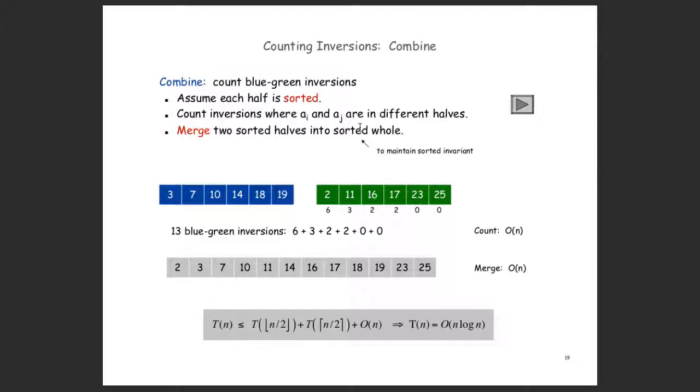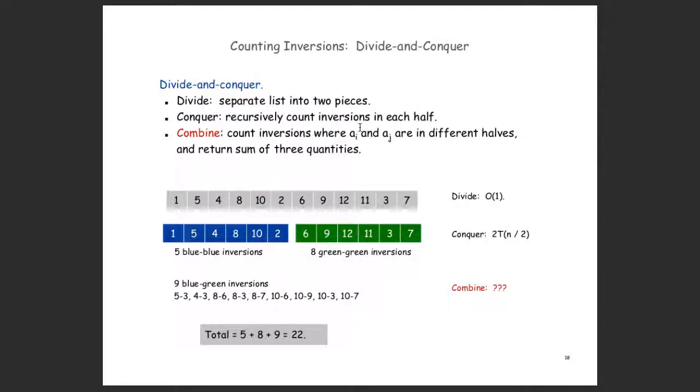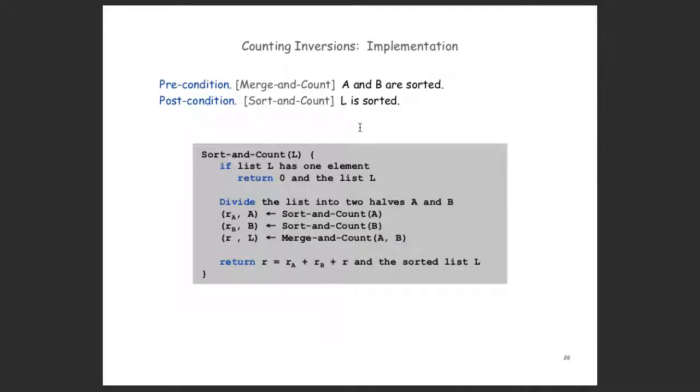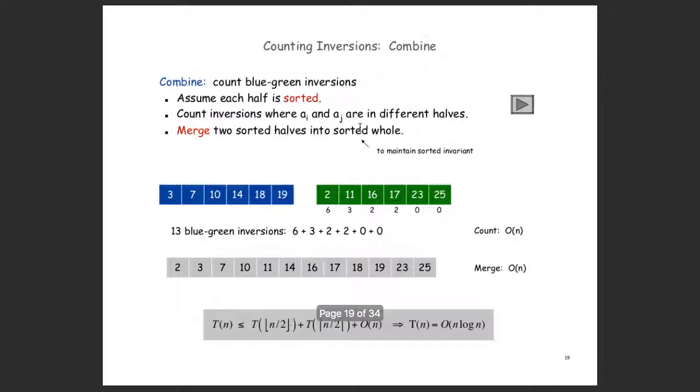In this case, it's just going to be whether the numbers are in different halves, and we can merge those halves. While we are merging, we count the number of inversions.